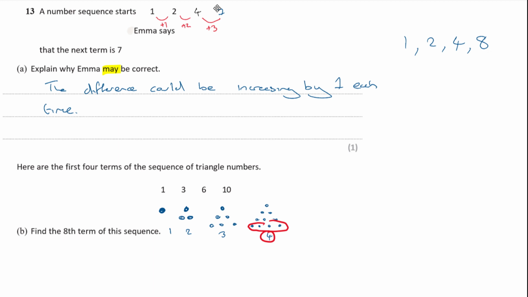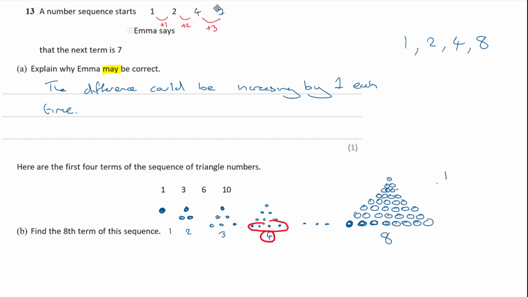So for the 8th term, I'm going to start with 1, 2, 3, 4, 5, 6, 7, 8 circles on the bottom. And then I'm going to have 7, and then I'm going to have 6, and then 5, then 4, then 3, and then 2, and then I'm going to have 1 on the top.